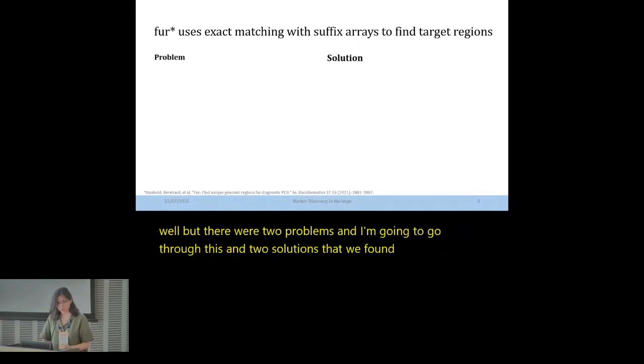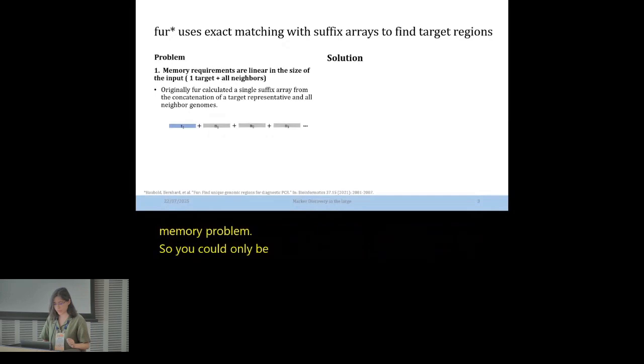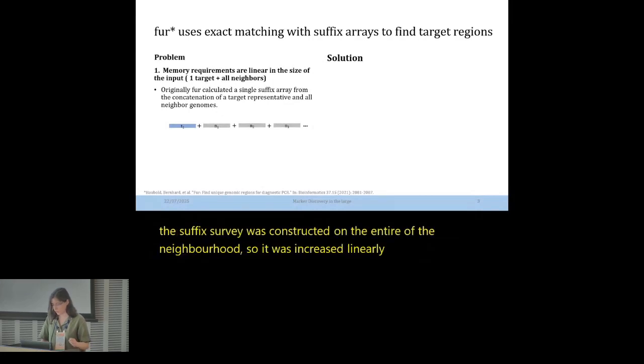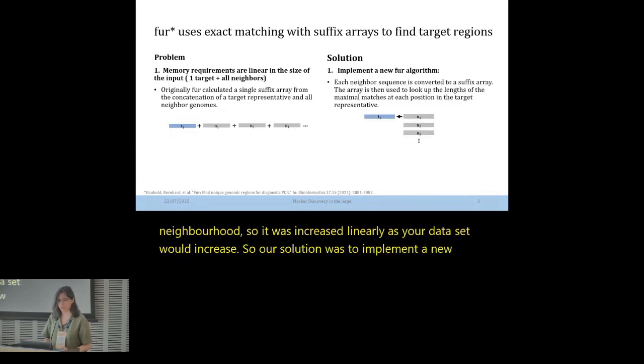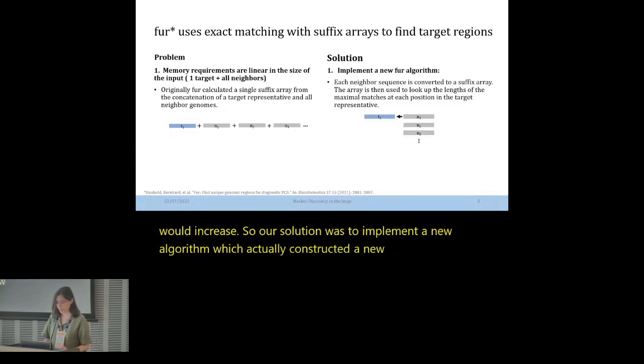Even though the program was very useful, it had a high memory problem, so it could only be used to analyze small data sets, because the suffix array was constructed on the entire neighborhood, so it would increase linearly as your data set increased. Our solution was to implement a new algorithm which constructs the neighborhood iteratively, so that the memory is now proportional to the size of your longest sequence, regardless of the number of genomes you're looking at.